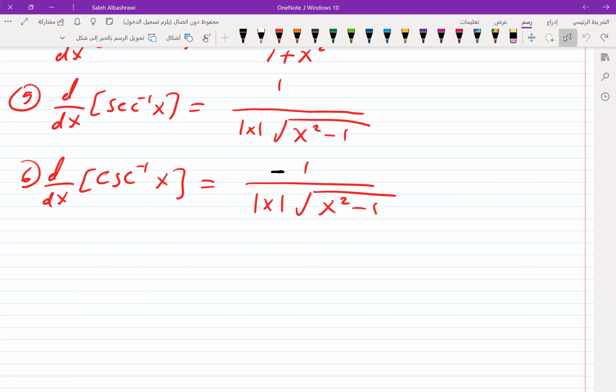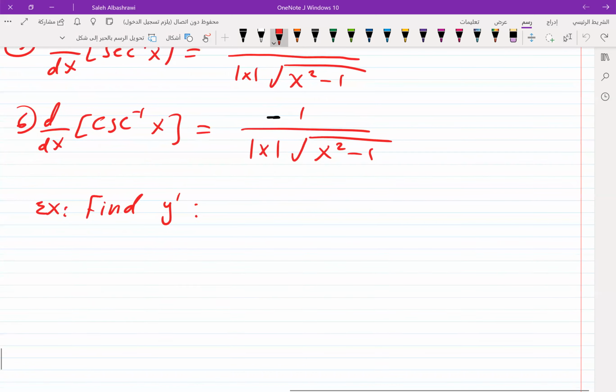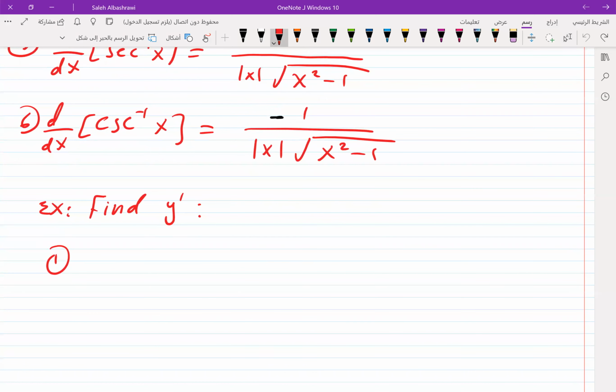Let's have some examples. Find y prime. First one, y equal to sine inverse of x squared.